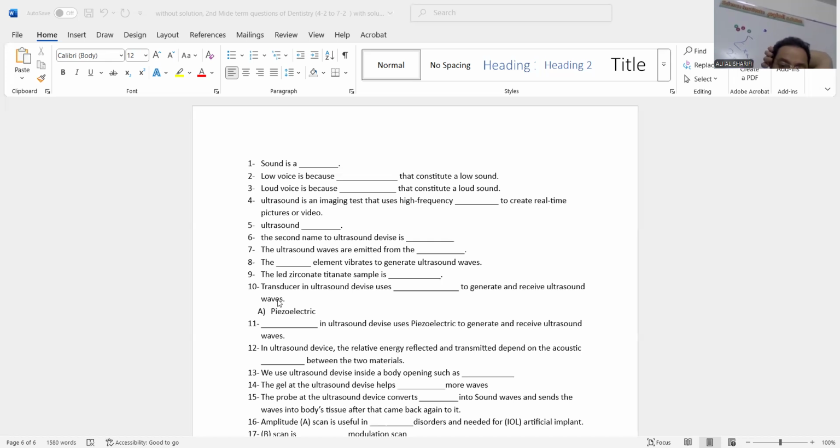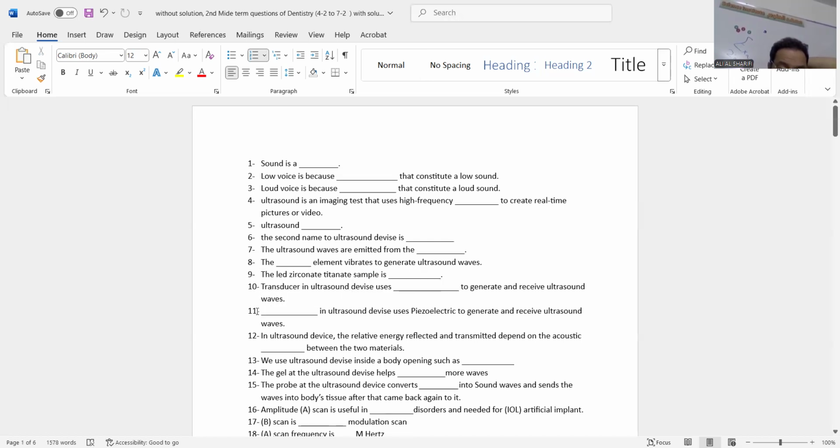Transducer is an ultrasound device that uses what? In an ultrasound device, the relative energy reflected and transmitted depends on something. We use the ultrasound device inside the body opening, such as we have two things. I want from you just one of them. The gel of the ultrasound, its purpose is what? The probe of the ultrasound device converts to what?